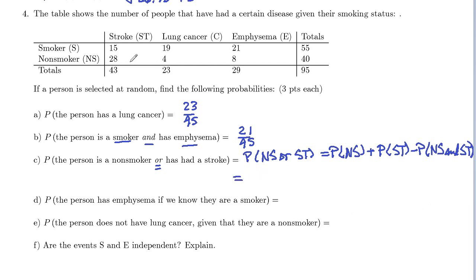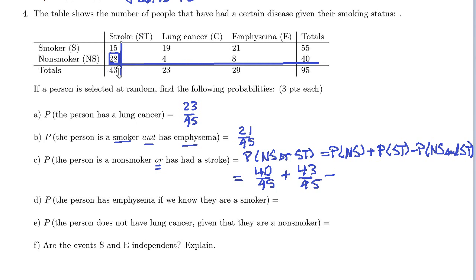So non-smokers, those are 40 here in that non-smoker row, so 40 out of 95. Plus the people that had a stroke, there were 43 out of 95. But remember, we've done some double counting here. This 28 right here, that's in the non-smoker row, but it's also in the stroke column here.